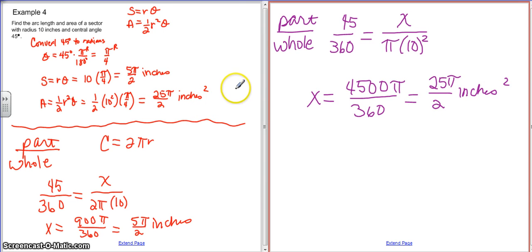So if you can't remember the formula, you are not out of luck. You just want to make sure that you set up proportions. Just think of it as the part over the whole, and know your circumference formula, know your area formula.